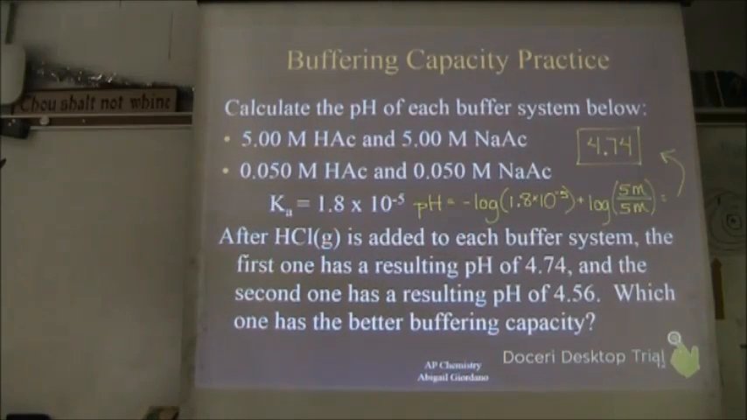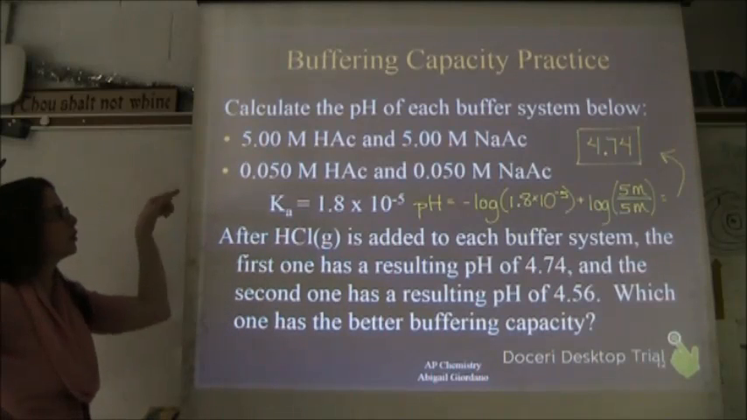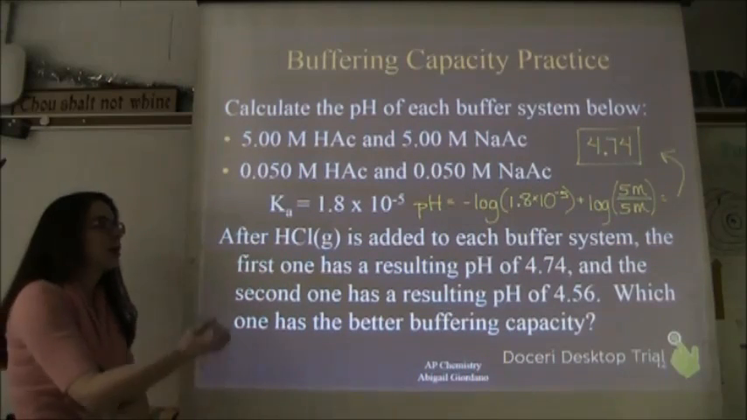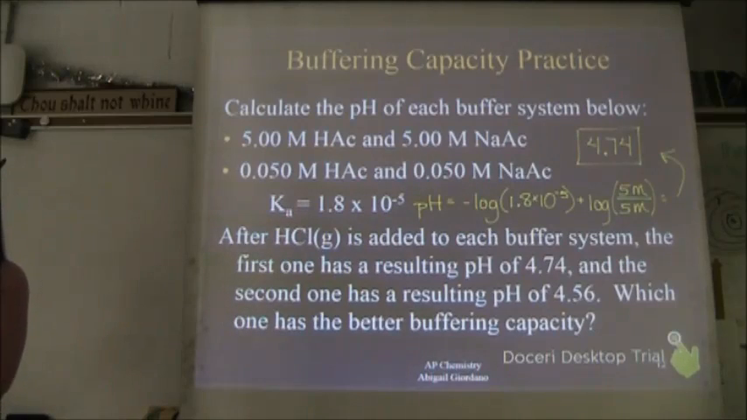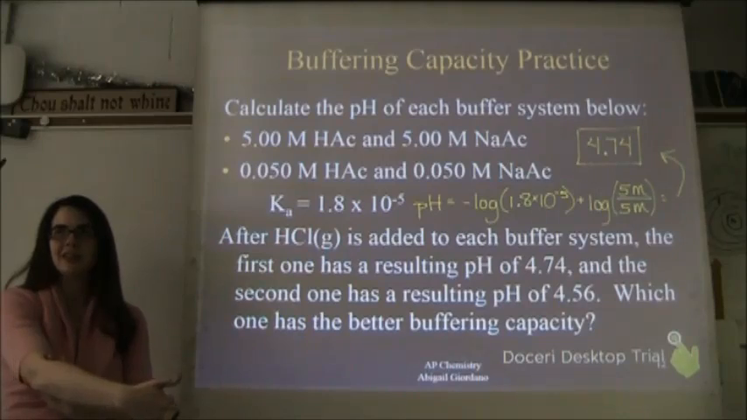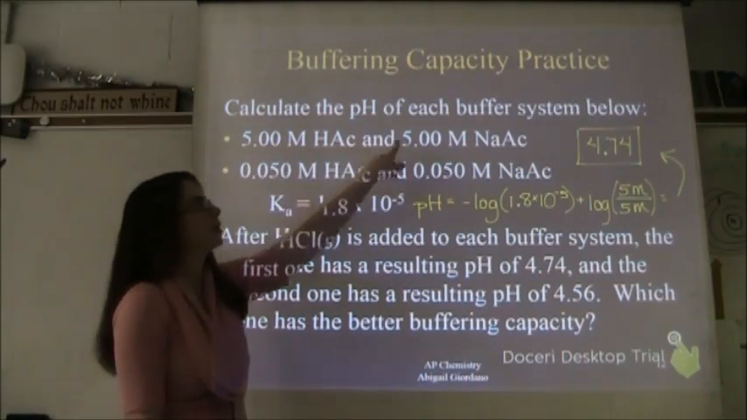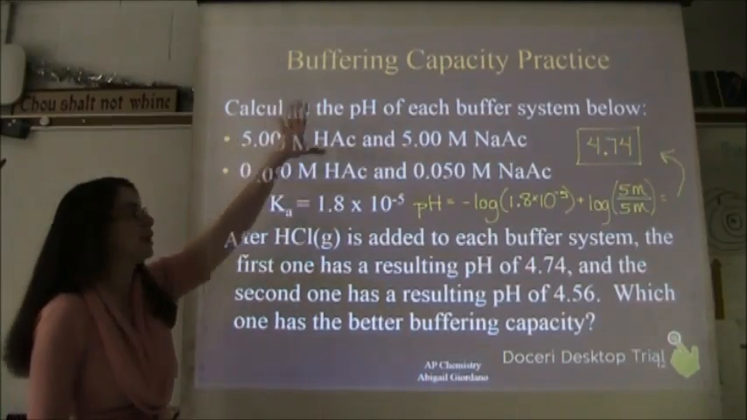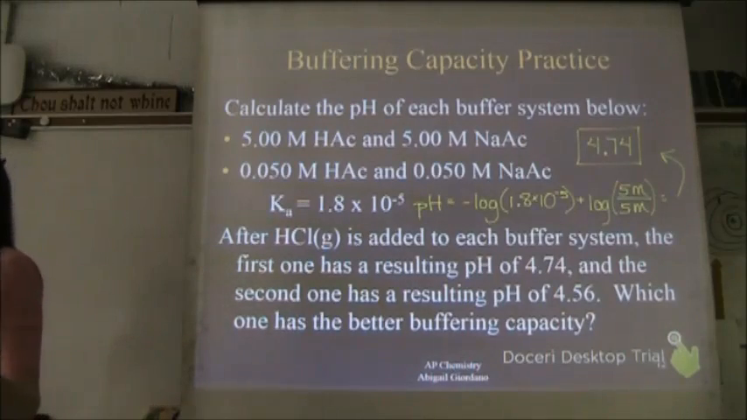Which buffer has the better buffering capacity? What's our answer? The first one. And why is that? I mean, look at those two bullets. They're the same buffers. What's making the difference? The molarities. Remember what it said on the previous slide. Buffering capacity is a direct result of the magnitude of the molarities of its contents. The greater the molarities are within a buffer, the better its buffering capacity will be.